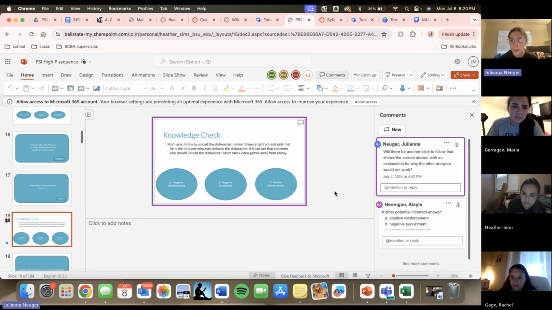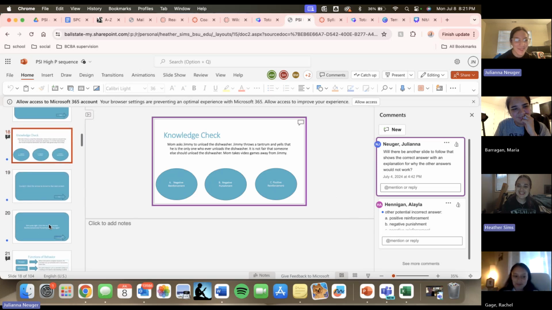And then for this knowledge check, I added in a comment asking if there would be a slide that shows the correct answer and maybe explains. I don't know if this would be too much work for all of the knowledge checks, but they mostly just say like, not right, click this slide to go back and review, which I guess is actually helpful. So I guess never mind that. I feel like if it's linking it back to the slide where it talks about it, that does the same thing. It's the same function. So never mind about that, actually.